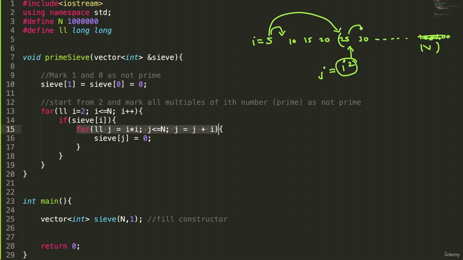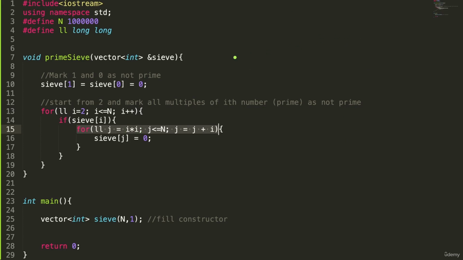So how do you get 30 from this? I say, okay, i square plus i, then again if you add i, that means i square plus 2i, then i square plus 3i. So this is what this increment condition is doing, and this initial value is part of the optimization. Instead of saying j equals 2i, I said j equals i square, for the same reason that we discussed in the previous video.